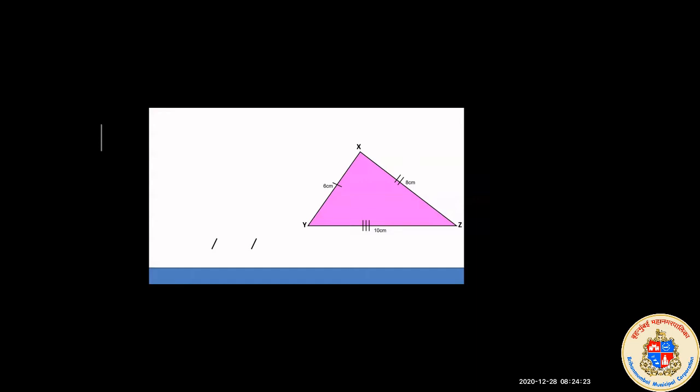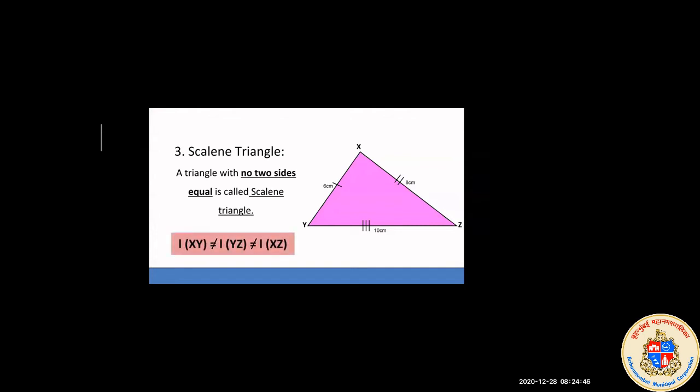So this type of triangle, whose all sides are different, a triangle with no two sides equal, is called a scalene triangle. Remember, a triangle with all different sides, whose measurements are very different, is a scalene triangle. Length XY, length YZ, and length XZ are not equal to each other. So this type of triangle is called a scalene triangle.